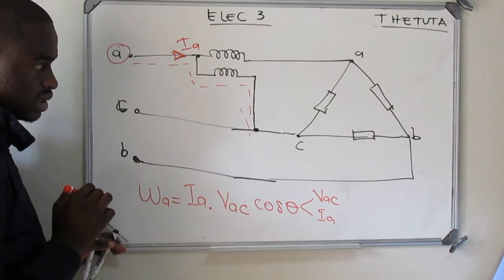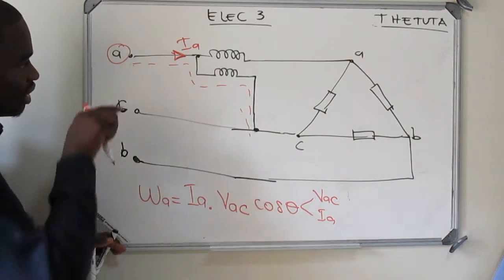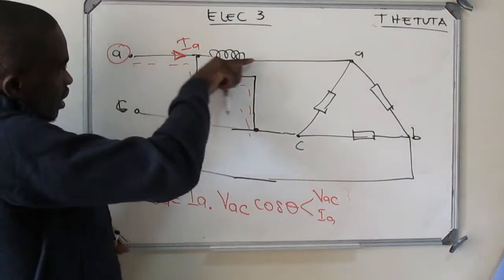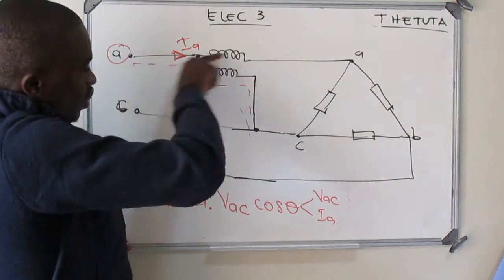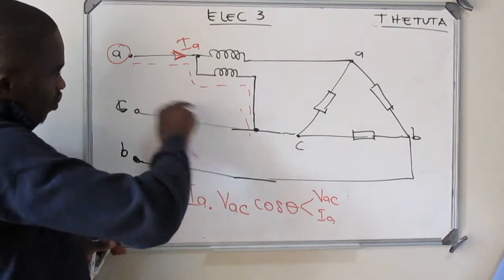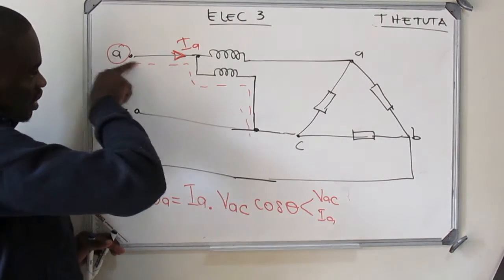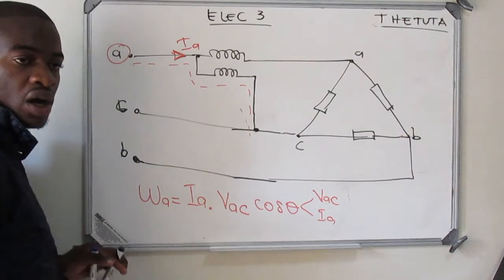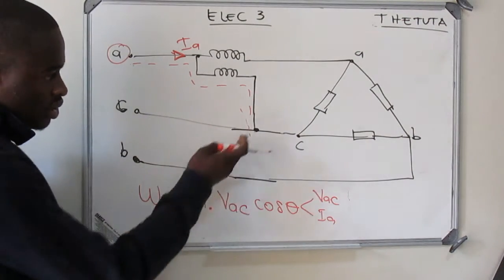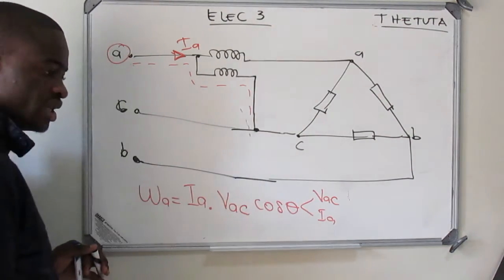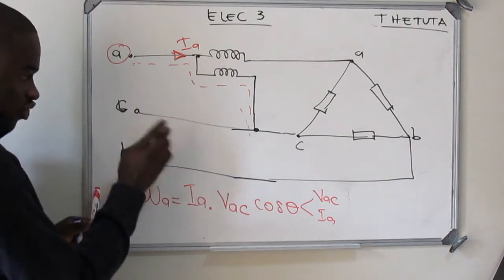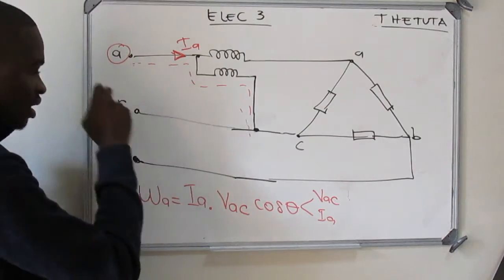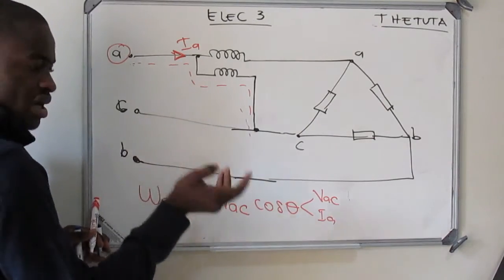Can you see that? So what you need to read is the current that is flowing in the current coil, and the voltage, which is going to be from the high potential to any point, can be C or B. And this is also applicable in both. If they put the wattmeter in C, same concept. Wattmeter in B, same concept.